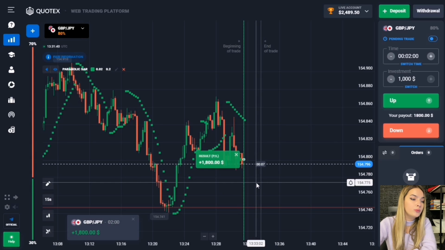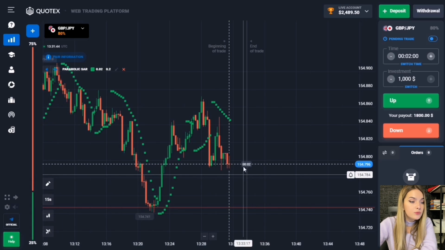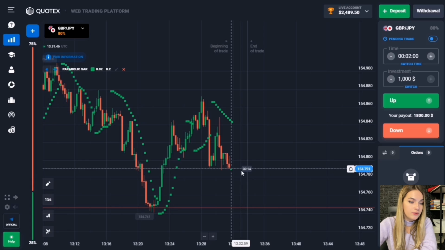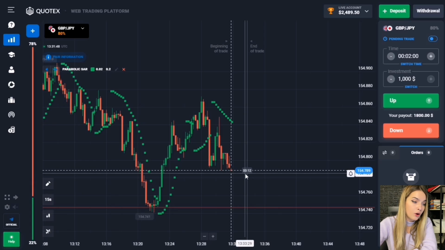Not bad. After the pullback up, the downside movement continued. We managed to close our deal in profit. 2 minutes was just enough. The indicator also suggested further price movement, and so far everything is going well. Let's continue and consider the following market situation.